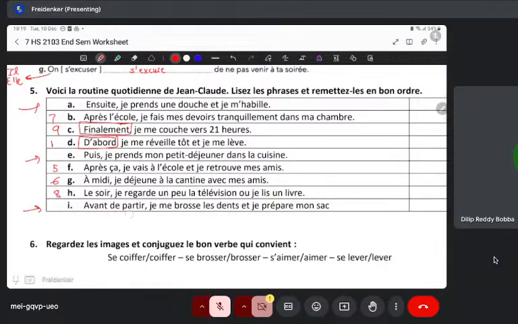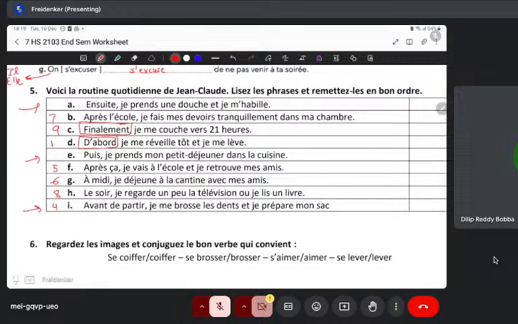So before leaving means this has to be 4. Right before leaving, he brushes his teeth. And before that, he already has his breakfast. So he won't brush his teeth before having breakfast. Nice. So now we have to decide which one is 2, which one is 3.